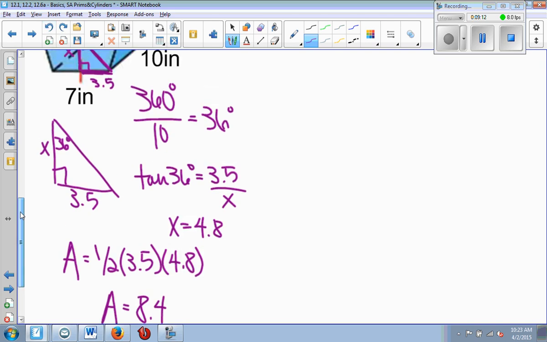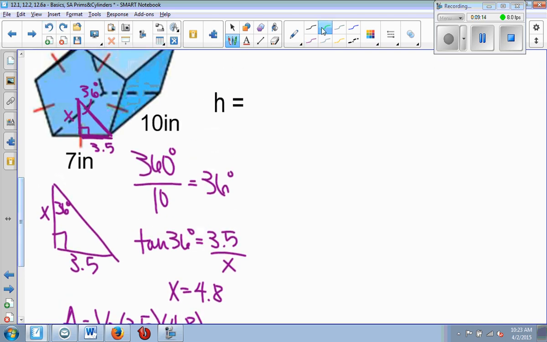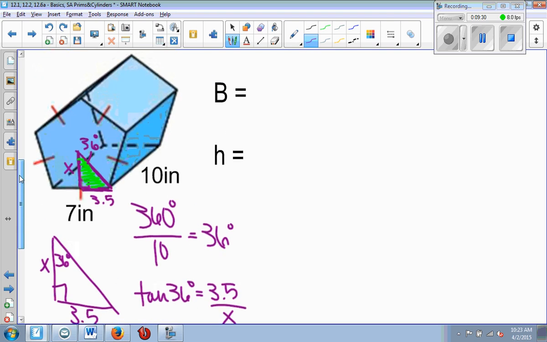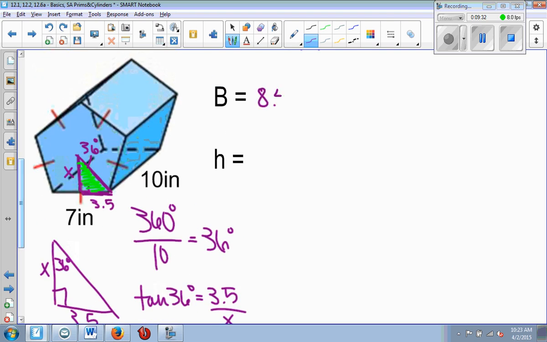Now, things to keep in mind. That 8.4 is only this little triangular piece. So in order to find the area of the entire pentagon, I have to take the area of that little triangle, and I have to multiply by the number of triangles I can make, which in this case is 10. So area of base is area of that one little triangle, multiplied by 10 this time. So I get a big B of 84.